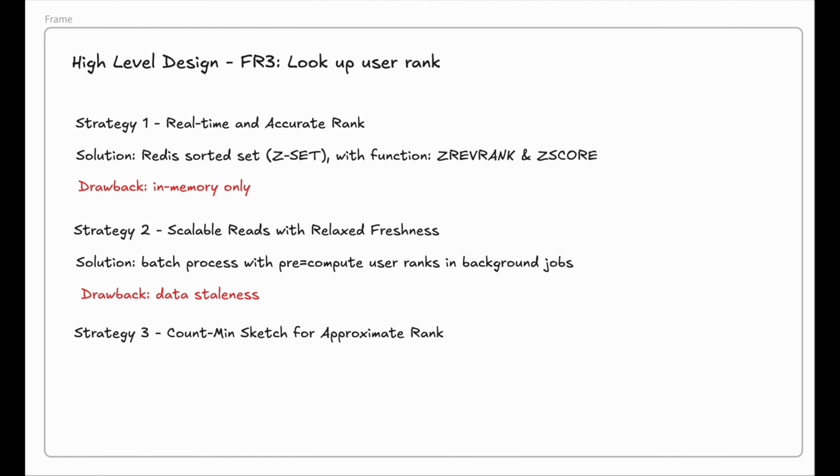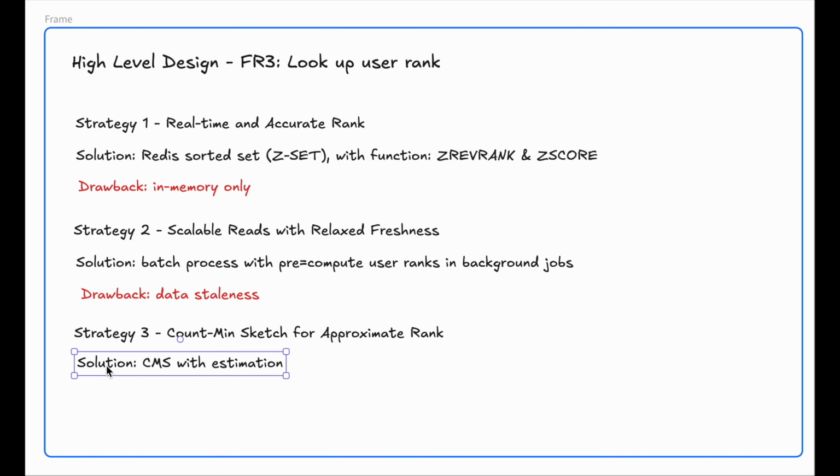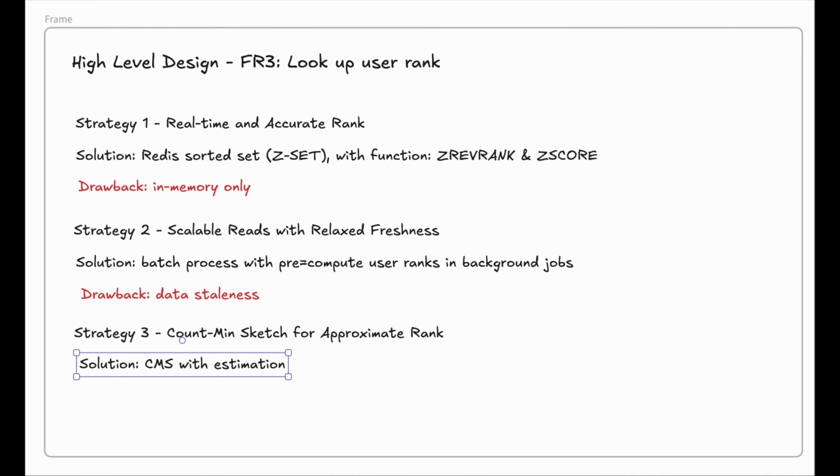Option 3. Count-min sketch for approximate rank. When dealing with very large-scale leaderboards, we're talking tens or hundreds of millions of users, you may not need precise rankings at all. Instead, we can use count-min sketch, a probabilistic data structure that approximates frequency counts using very little memory. In this setup, we count how often each score appears. To estimate a user's rank, we simply sum the counts of all users with a higher score. This gives us a fast and scalable rank estimation using minimal resources.